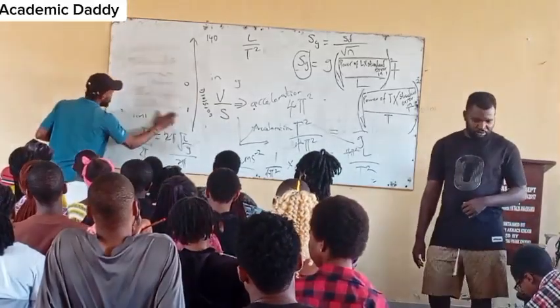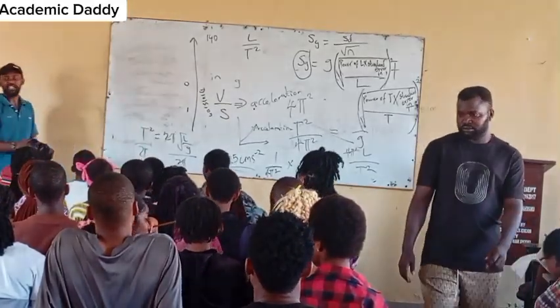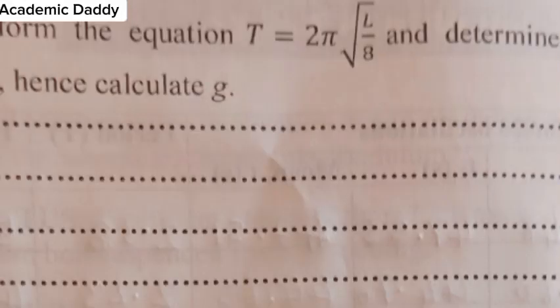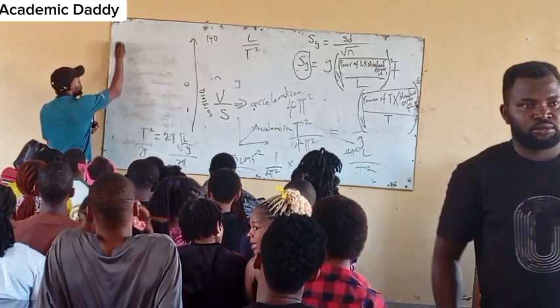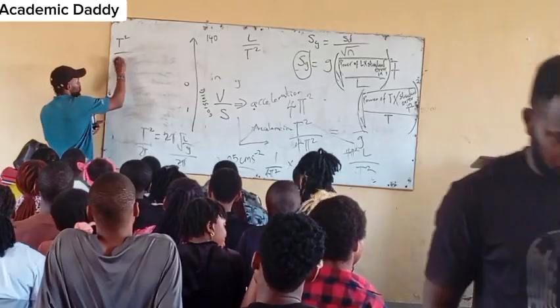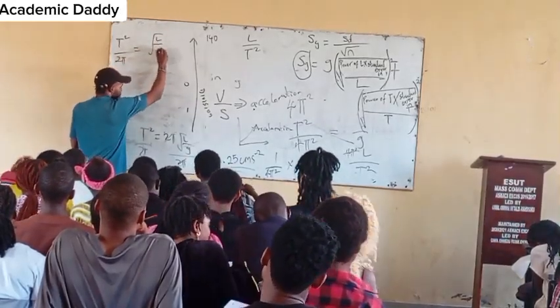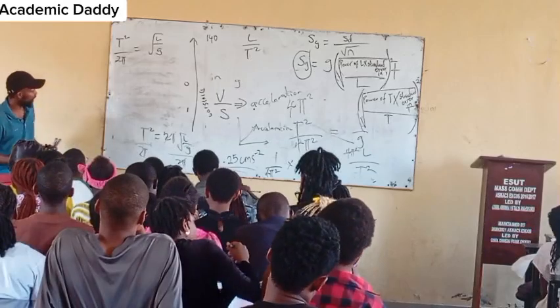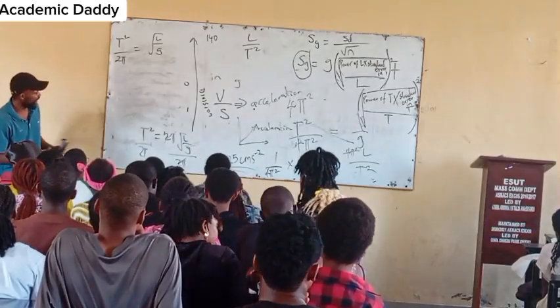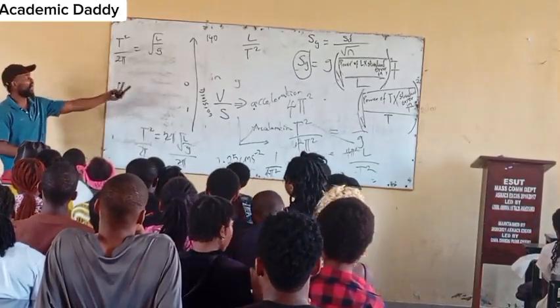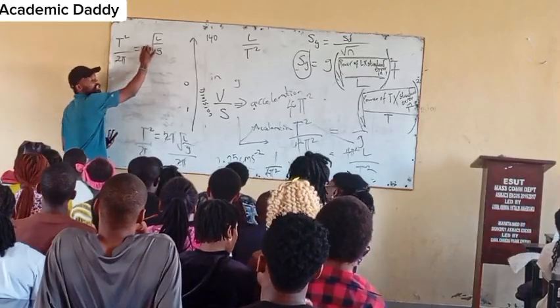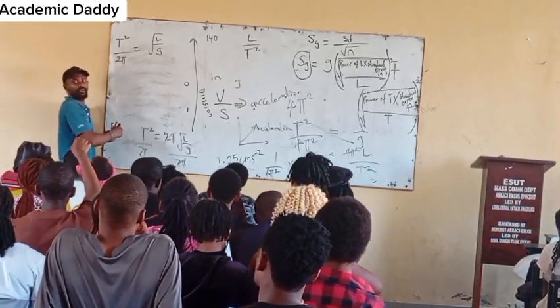I don't have to do everything. You will do some yourself, because the way some of you are doing it, as if you don't even want time to think about it. See, I will have T squared all over 2 pi equals root L over G. Is it not root? Yes. I'll then ask myself, what do I do so that I can eliminate this? Because I want to get G.